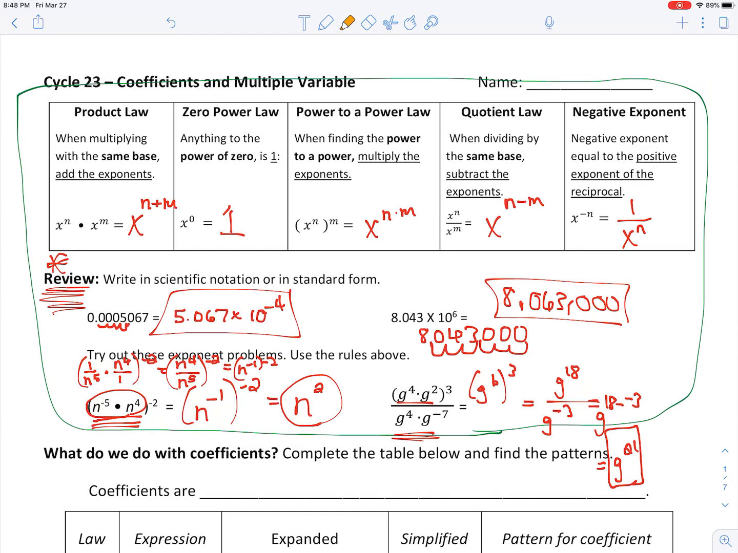The objective of this video is to review some of the exponent laws and then do a couple of examples when it comes to multiplying with exponents and coefficients. I'm assuming right now that you are pretty comfortable with the product law, the zero exponent or zero power law, how to perform a power to a power, how to use exponents when performing a quotient, and how to manipulate negative exponents. All of those will come into play in some of the problems that we do with coefficients.